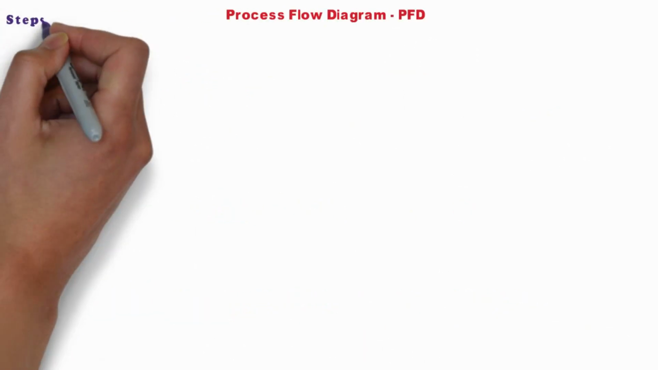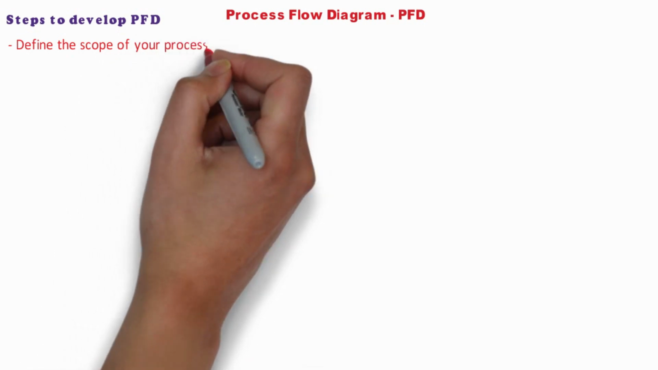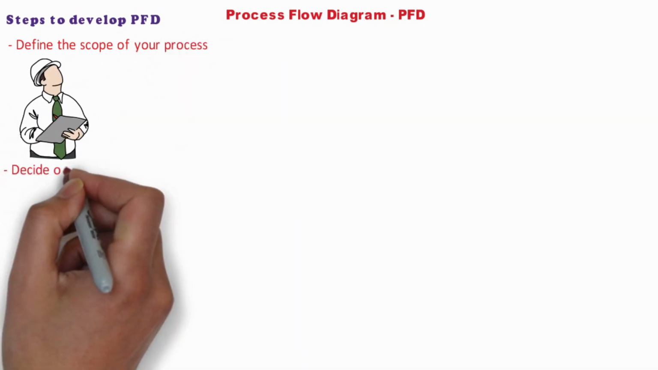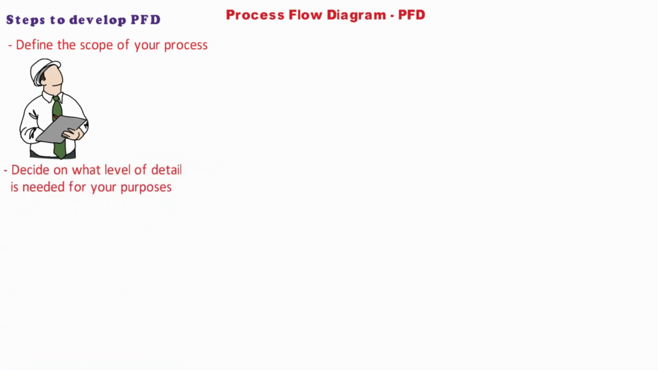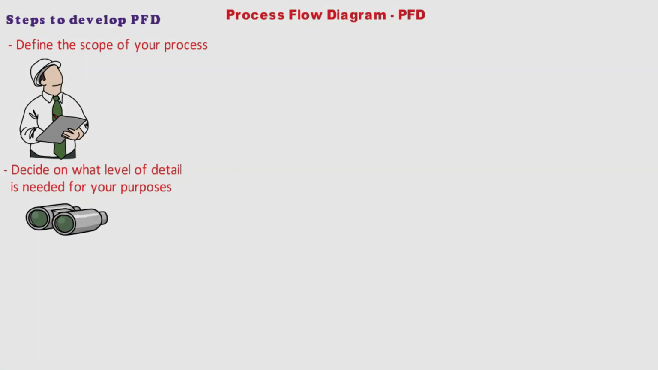Now let's discuss the steps to develop process flow diagrams. First, define the scope of your process to be studied and what you hope to gain. Second, decide on what level of detail is needed for your purposes. For a sophisticated process, different versions of the diagram may be drawn to communicate with people in different roles.